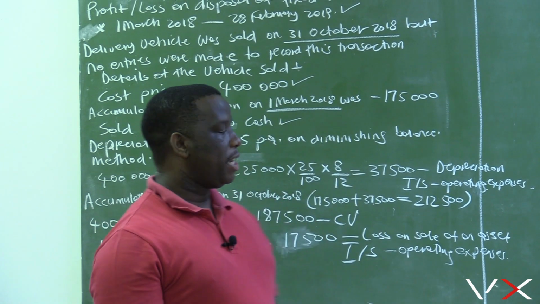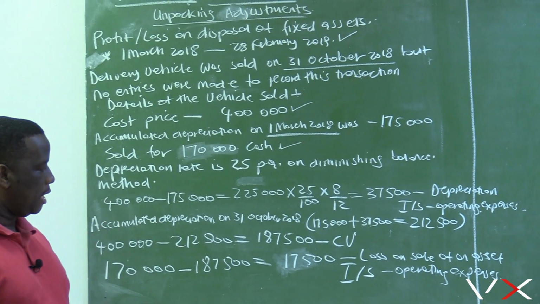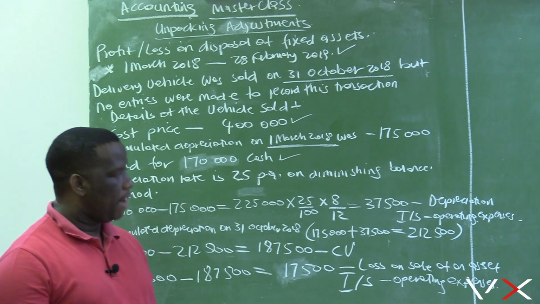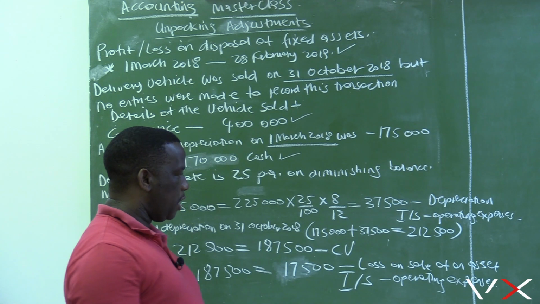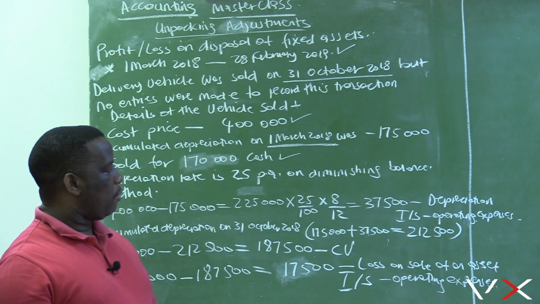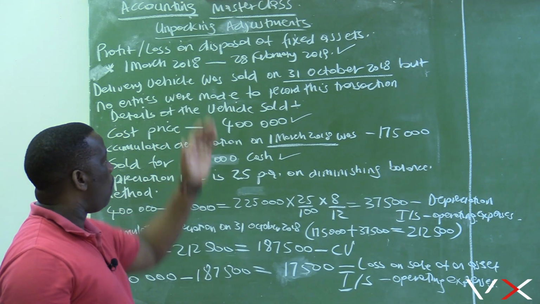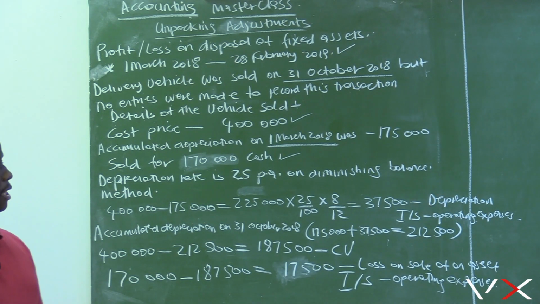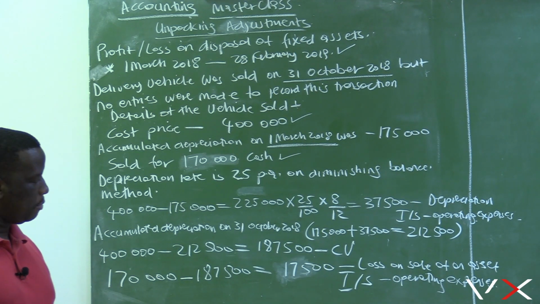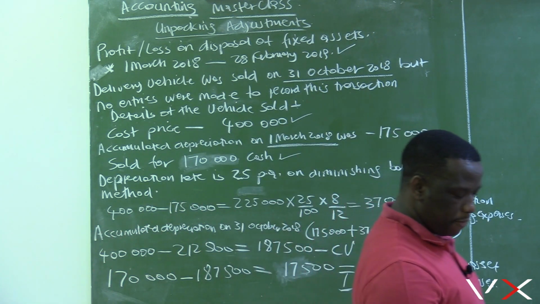And this loss will be recorded under operating expenses in the income statement as loss on sale of an asset, and the amount is 17,500. And do not forget to include depreciation. Put depreciation under operating expenses, because this 37,500 is the depreciation which occurred within our accounting period, which starts on the 1st of March 2018. Right, that is loss on disposal of fixed asset. How do you calculate it? The calculation of loss on disposal of fixed assets.